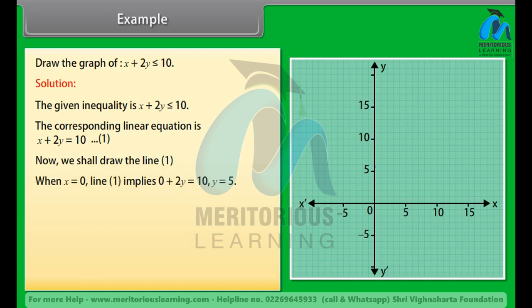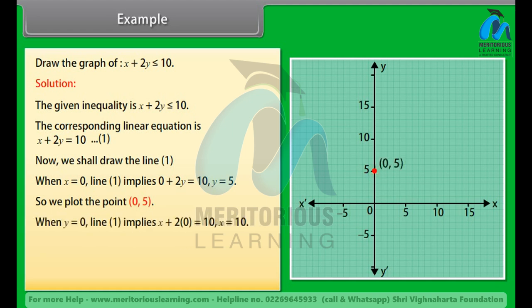When x is equal to 0, line 1 implies 0 plus 2y is equal to 10, so y is equal to 5. So we plot the point 0, 5. When y is equal to 0, line 1 implies x plus 2 into 0 is equal to 10, so x is equal to 10. So we plot the point 10, 0.